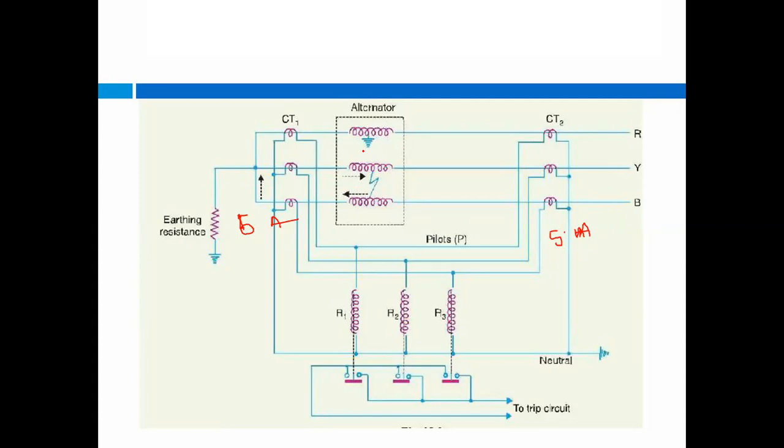Now if a fault has occurred, our first fault is the phase to earth fault. Here that fault is shown, that is a single line to earth fault. If an earth fault happens, then whatever current is flowing through these pilot wires will change. Just tell me, what will be the current flowing through the R phase? Will it increase or decrease?